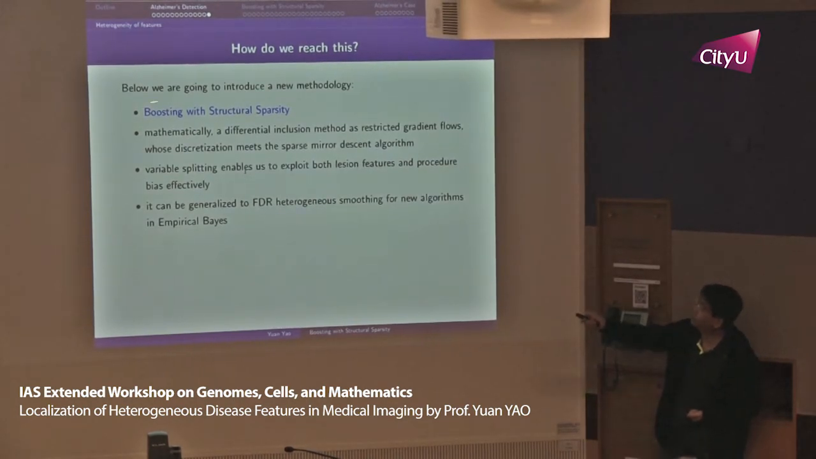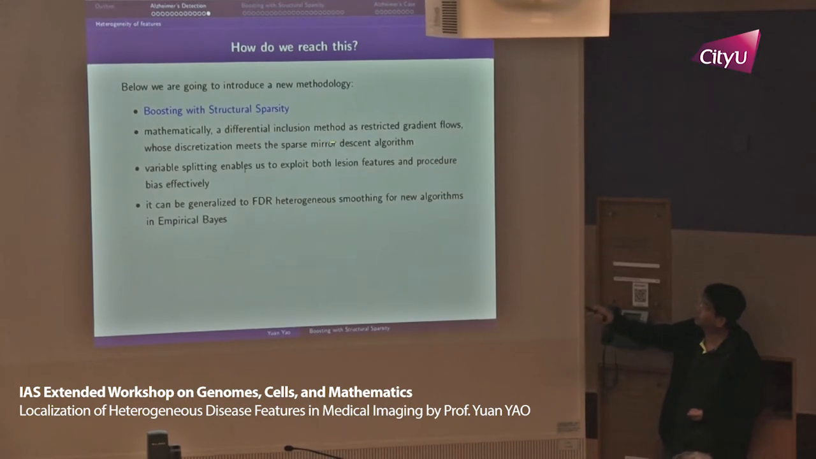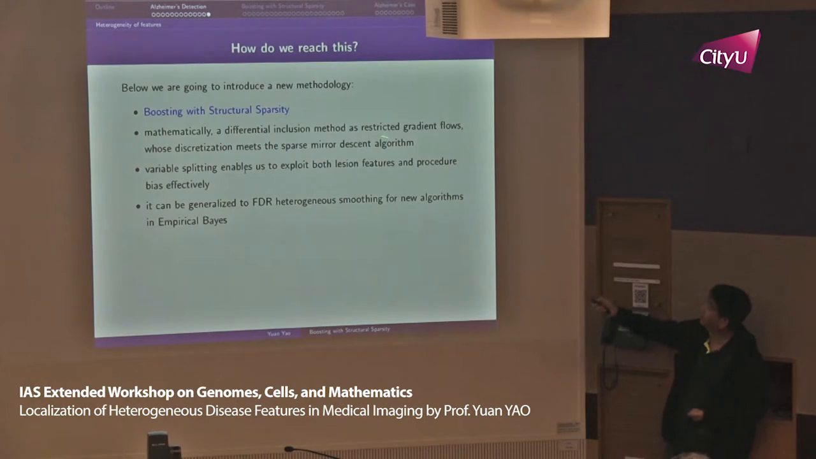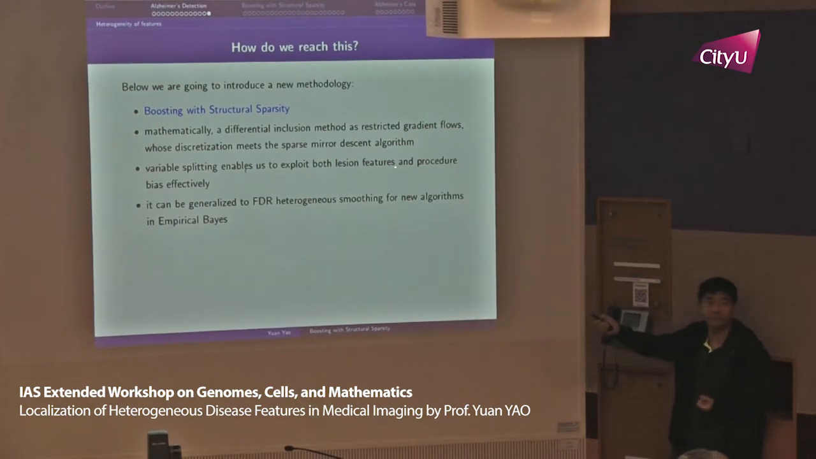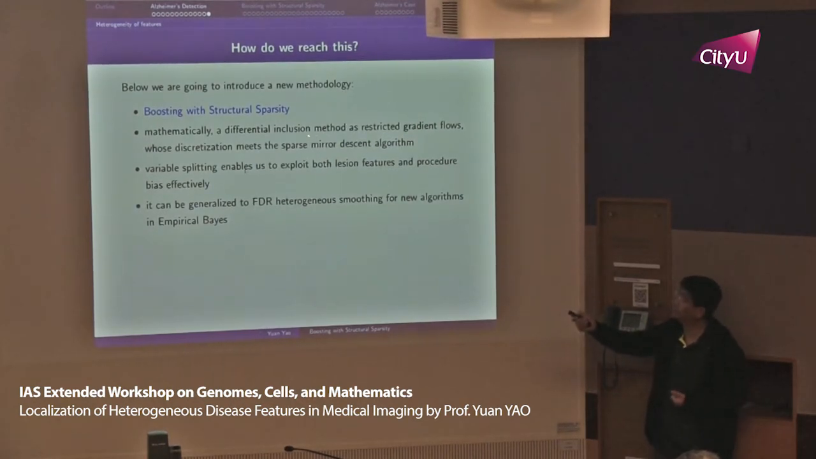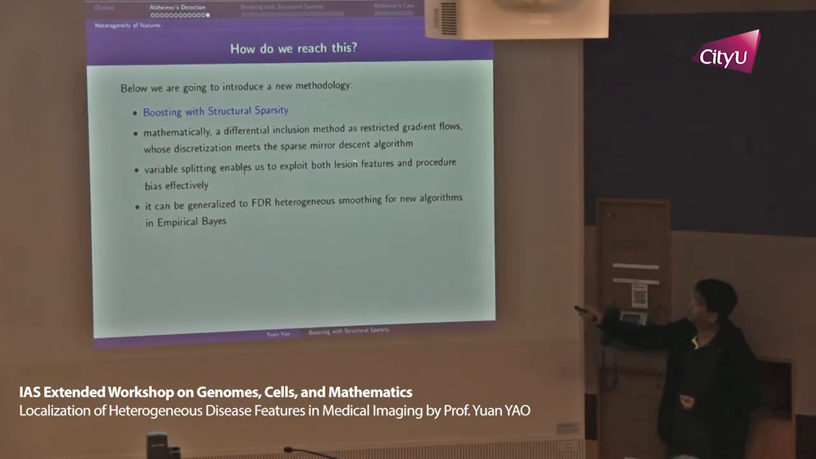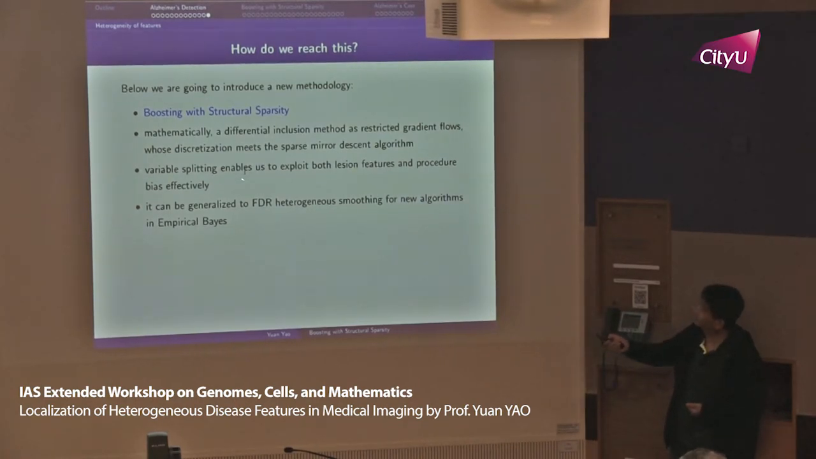Mathematically, this method is essentially a dynamical system. It's called the differential inclusion method, which is a kind of restricted gradient flow on some subspace or signal space which contains most of the sparse parameters you want to discover. The discretization of this method gives you a special type of mirror descent, which I call the sparse mirror descent algorithm. We also call it linearized Bregman iteration, as you'll see later.